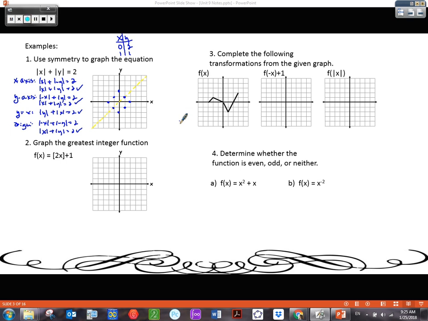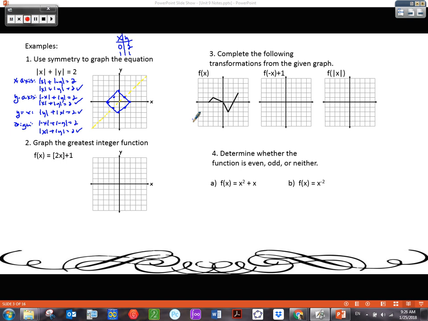It is a strange little looking graph. I kind of like it. Kind of looks like a diamond. There's our graph. And we graphed it with symmetry. Okay? So that's just practice going through the 4 symmetry tests and using it to graph. Okay, questions on that?